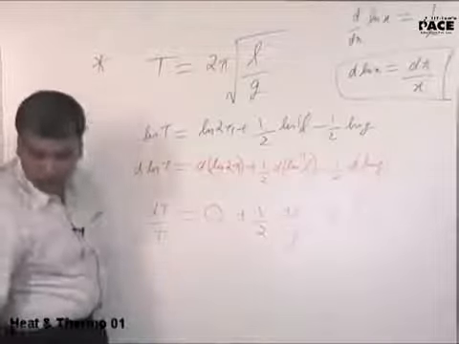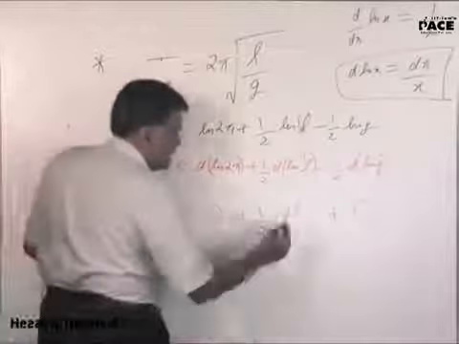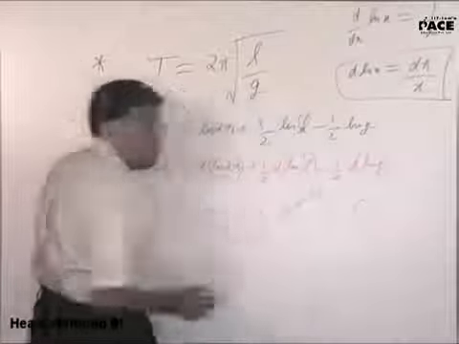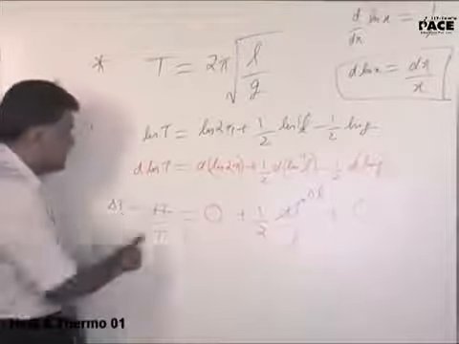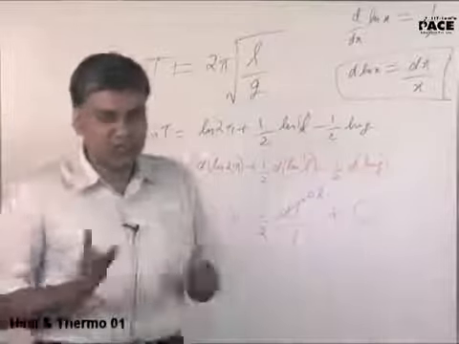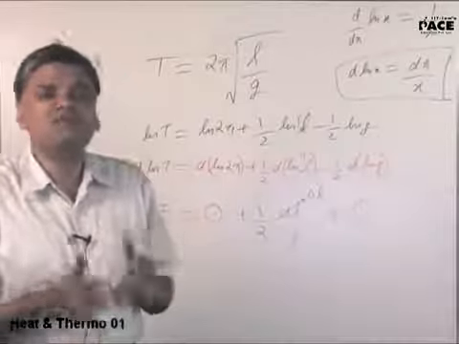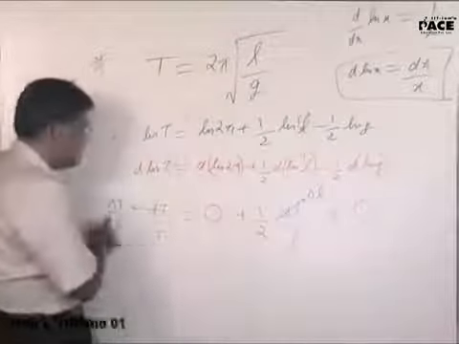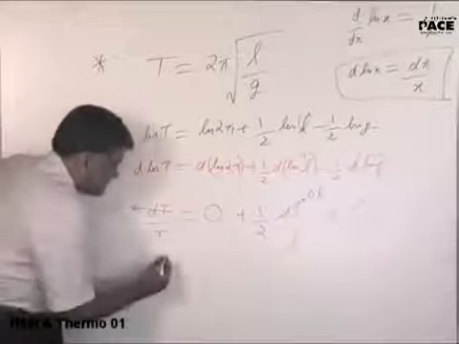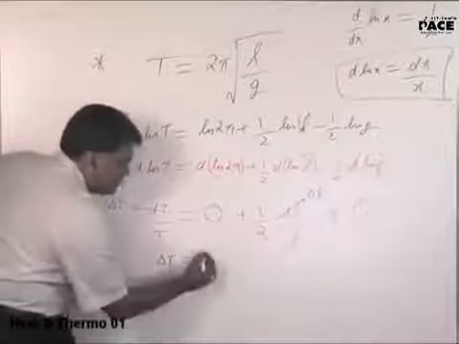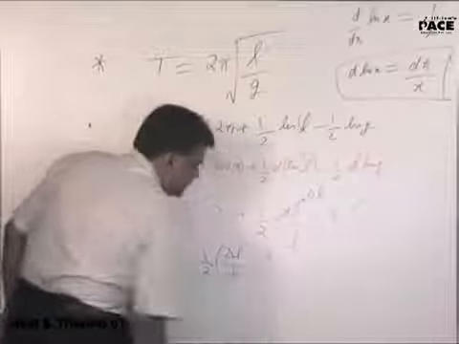Now comes the situation. Here I'm calling dt as delta t and dL as delta L. Although it's not strictly true, delta t means a small change in time period. dt means infinitesimal change. There is a difference between infinitesimal and small in terms of calculus, but we say it's more or less the same. So I put delta t by t. That means, look here, delta t will be half delta L by L into t.